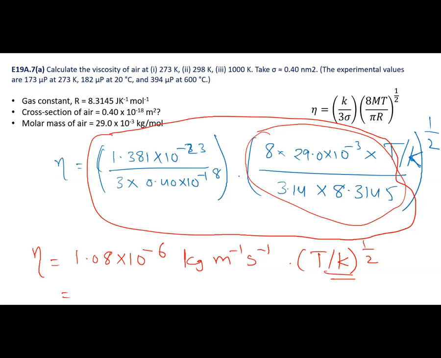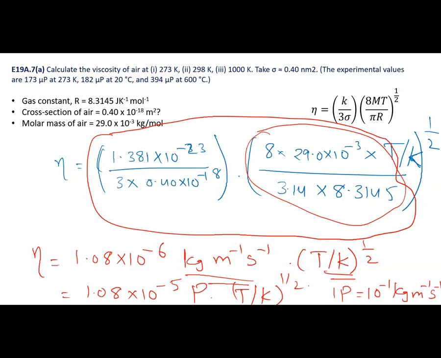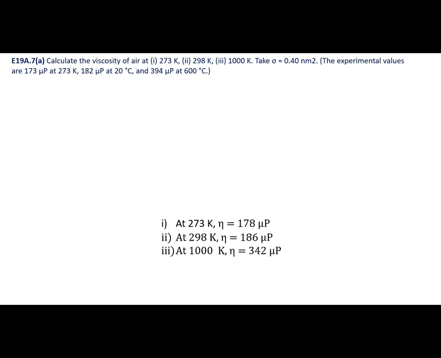Suppose if you want to convert these units in terms of poise, it becomes 1.08 × 10^-5 poise times temperature in Kelvin to the power half, because 1 poise is equal to 10^-1 kilogram per meter per second. So now you've got this, and if you replace the temperature with different values, you should get these answers: 180, 178 micropoise, 186 micropoise, and 342 micropoise.